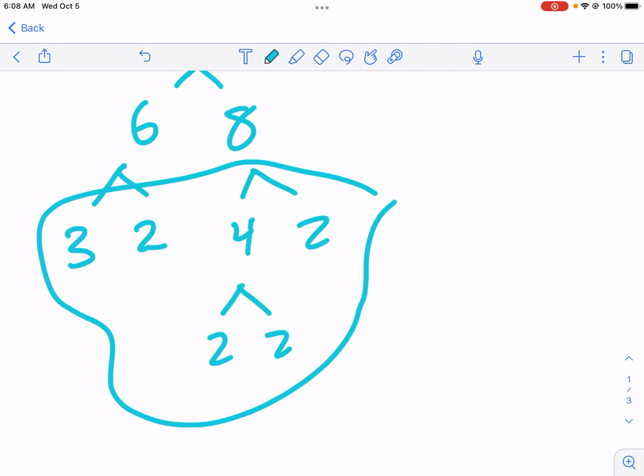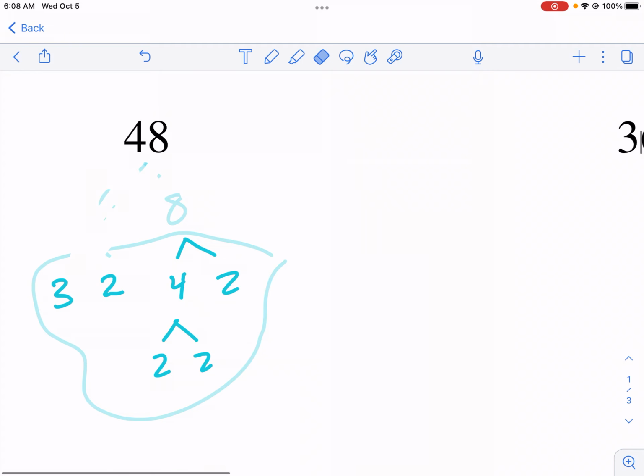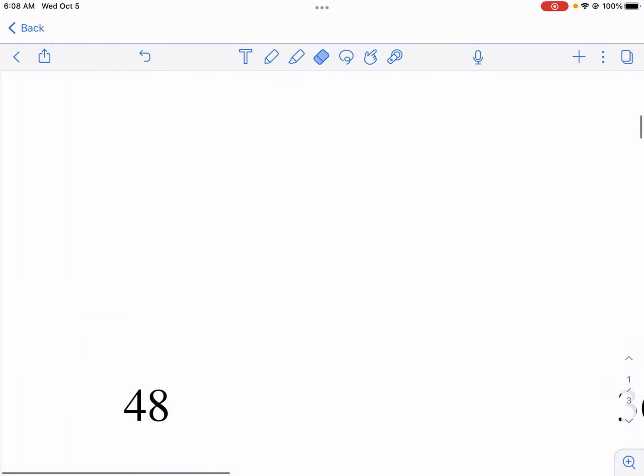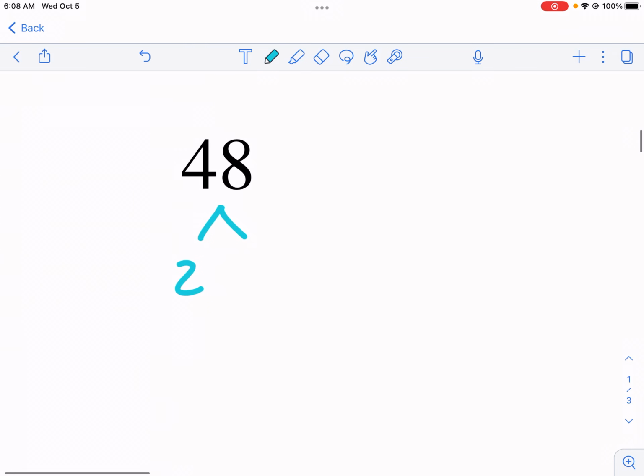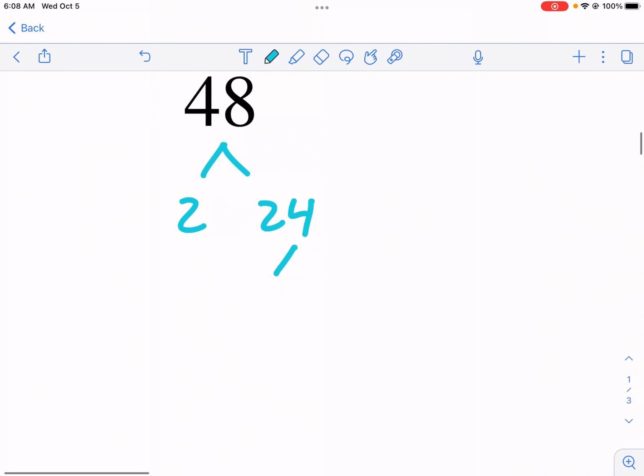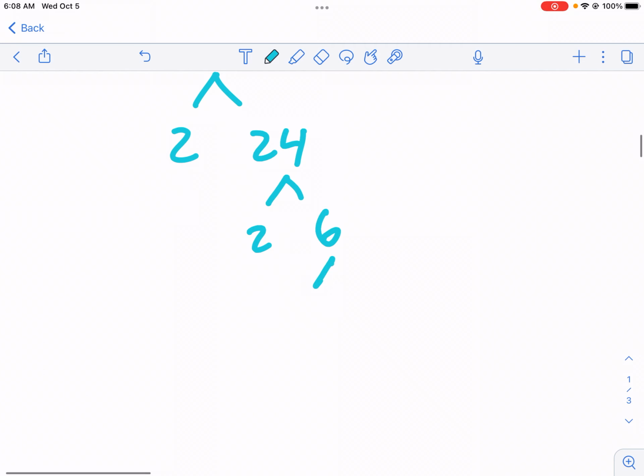So what I like to do is, again, I like to keep my prime numbers on the left side. So let me show you what that looks like instead. So I can divide by 2, because it's 48. It's an even number. And now I know it's 24. Guess what? 24 is an even number. I can divide that by 2, and that gives me 6. I know this is an even number. I can divide by 2, and that gives me 3.